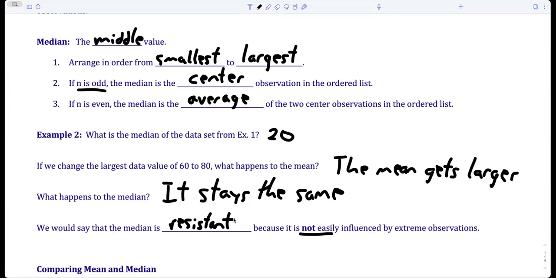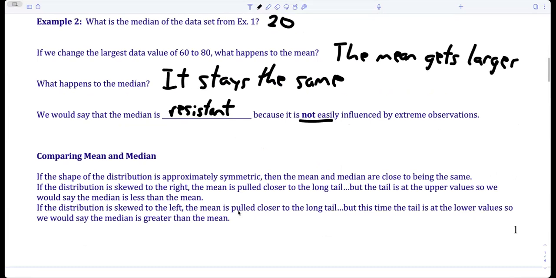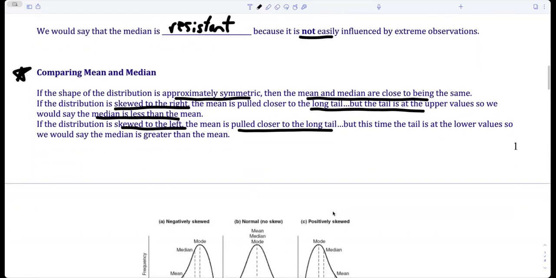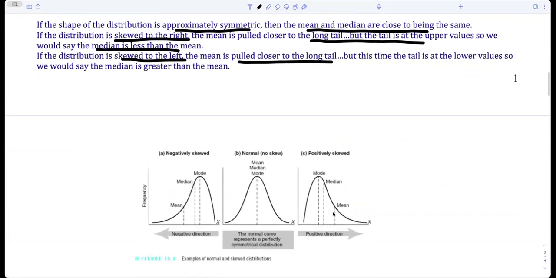That makes sense? Okay, so this is kind of important, comparing the mean and the median. If the shape of the distribution is approximately symmetric, then the mean and the median are close to being the same. If the distribution is skewed to the right, the mean is pulled closer to the long tail, but the tail is at the upper values. So we would say the median is less than the mean. And if the distribution is skewed to the left, the mean is pulled closer to the long tail, but this time the lower value. So we would say the median is greater than the mean. So turn the page, and I think that will make sense when we look at the graphs.